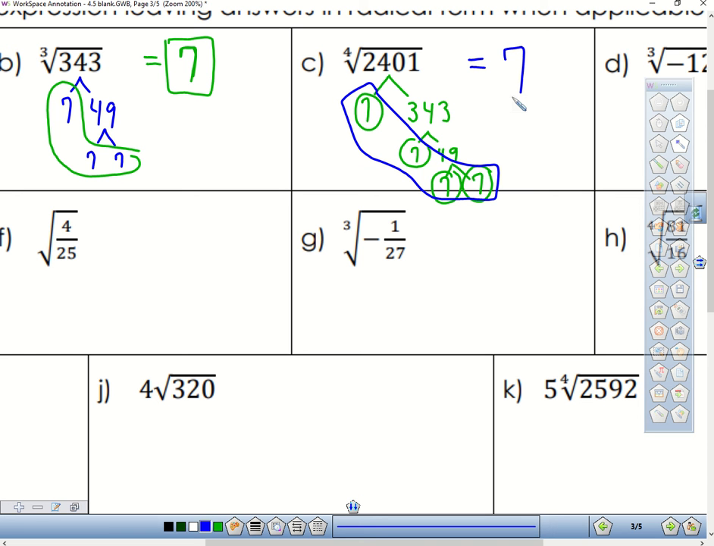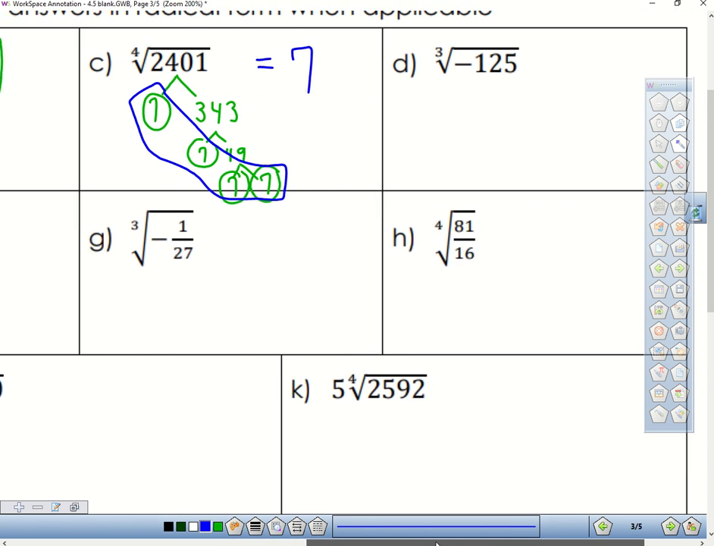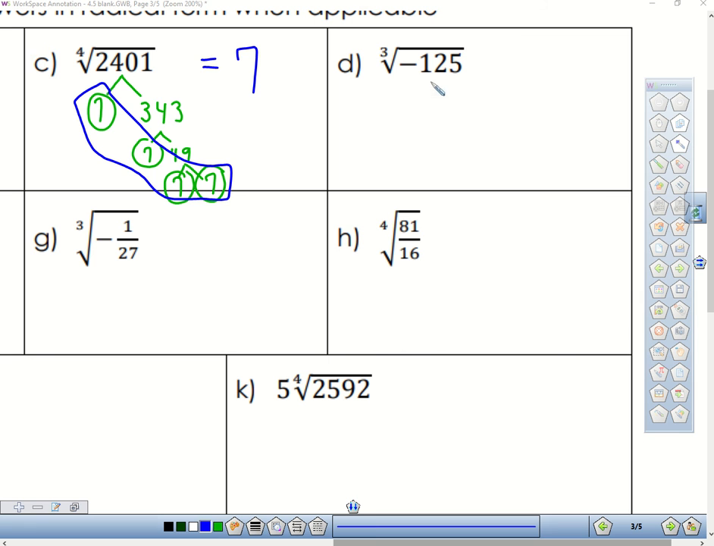So far so good? Makes sense? All right, let's try D. So this one is where it can be a little tricky because we have a negative. So what 2 numbers multiply together to give you a negative? A what and a what? A positive and a negative. So we know that this is going to be positive and negative.